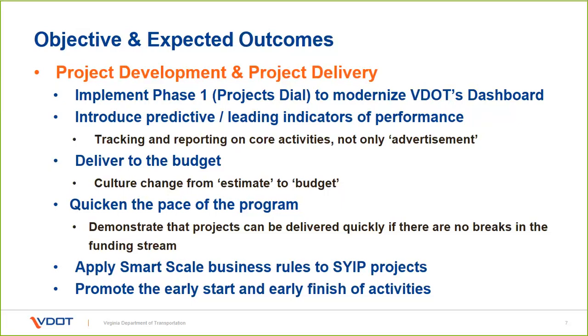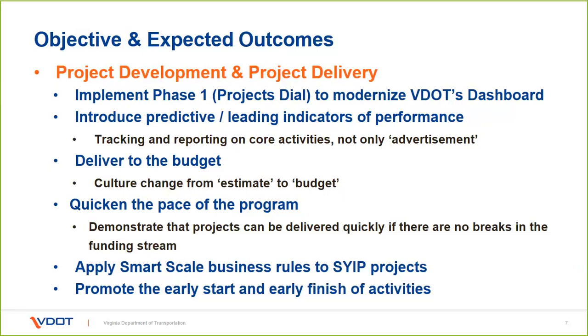As part of this effort, before we started modernizing this dashboard, we had an outside firm come in and review our current dashboard and tell us what we could do better and what we were doing well. One of the things they said we needed to do better was to make sure we had more predictive or leading indicators of performance. This was particularly true in the development and delivery area, where we're really tracking one activity.